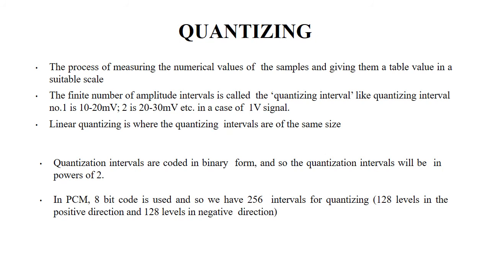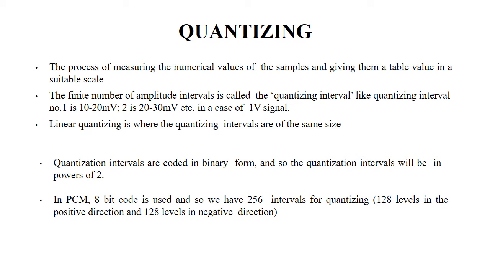Next we are going to see the quantizing process. This process measures the numerical values of samples and gives a value in a suitable scale. The finite number of amplitude intervals is called the quantizing interval. Likewise, quantizing interval number 1 is 10 to 20 millivolt, number 2 is 20 to 30 millivolt, etc. Linear quantizing occurs in intervals of the same size.